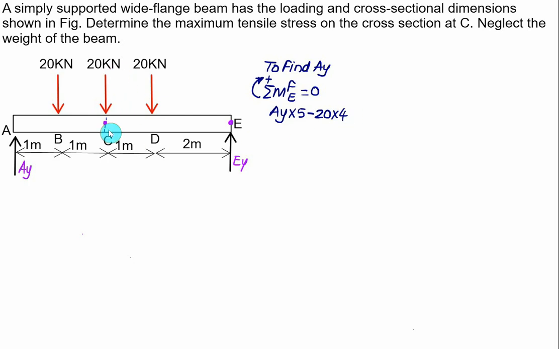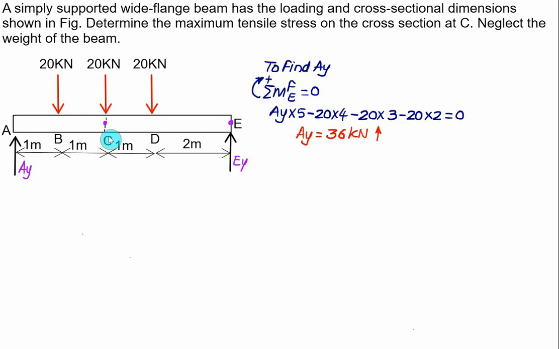Then the 20 kilonewton acting at C will also make an anti-clockwise moment, and the distance is equal to 1 plus 2, which is equal to 3. Anti-clockwise is negative, force is equal to 20, perpendicular distance equal to 3. And this 20 kilonewton acting at point D will also make an anti-clockwise moment. So we have minus 20, and the perpendicular distance is equal to 2, that is equal to 0. The only unknown in this equation is AY, so we can find the value of AY. We get the reaction AY equal to 36 kilonewton, and the answer is positive. It means that it is acting vertically upward.